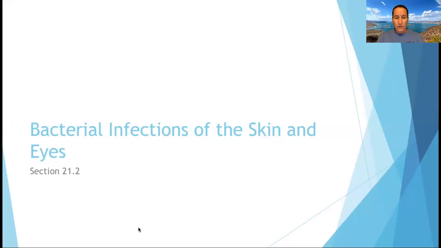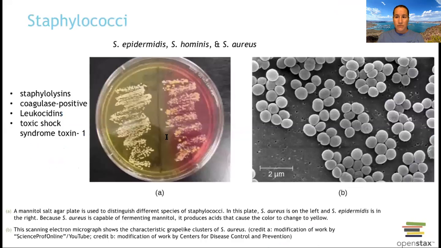Hey guys, so we are going to do the second section of chapter 21, where we are starting to talk about the different types of organisms that will infect the different systems. So we're talking about skin and eyes in this chapter, and we're going to start with bacterial infections in the skin and the eyes, and then we're going to move on to viral and fungal and helminths. So our first one is staph.